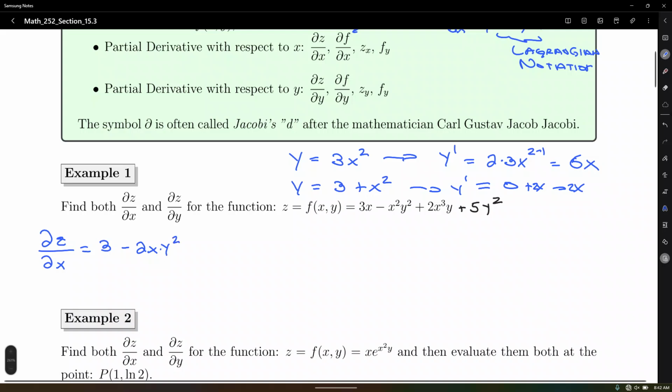Next term, the derivative of 2x cubed y. Again, the y is multiplying. That's going to remain there, multiplying with the variable x. But we differentiate the 2x cubed, which is 3 times 2, that equals 6x squared. Keep the y. Now, what is the derivative of 5y squared? This time we're differentiating with respect to x, so the y variable is going to be held constant. The derivative of a constant is 0. So we're done actually.